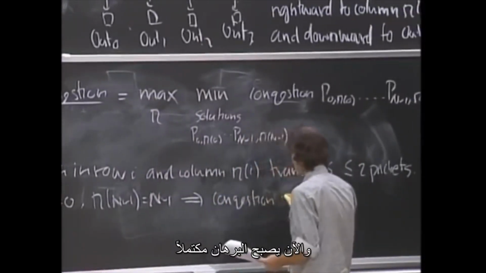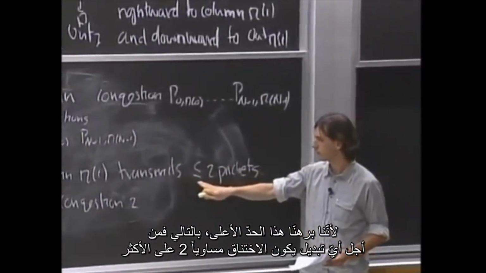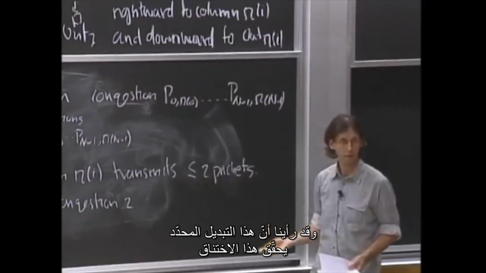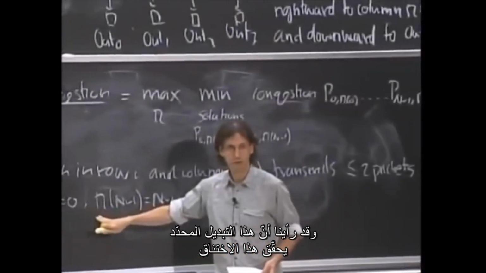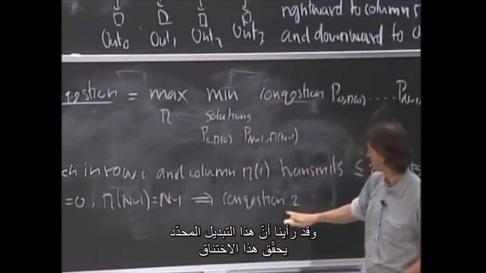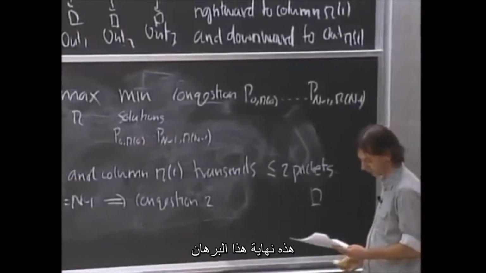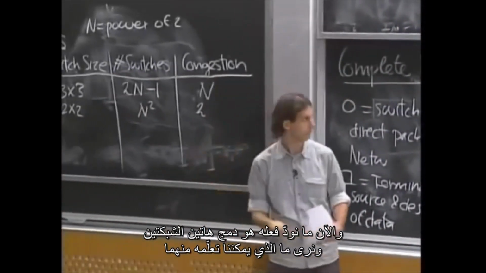So now the proof is complete because we have shown this upper bound. So for any permutation, the congestion is at most 2. And we see that this specific permutation achieves this congestion. So this is the end of this proof. Okay, so that's great. So now what we'd like to do is combine these two networks and see whether we can learn from both.